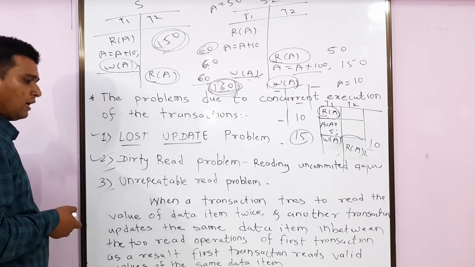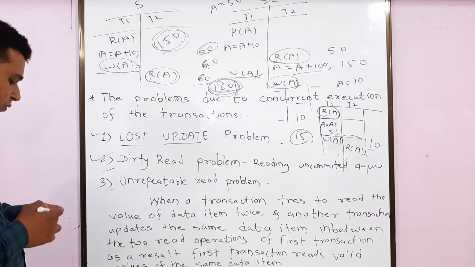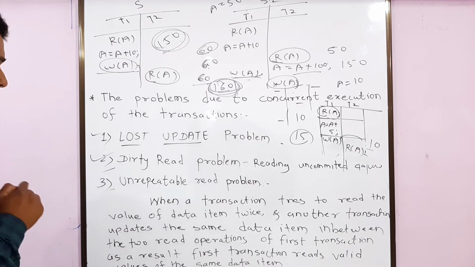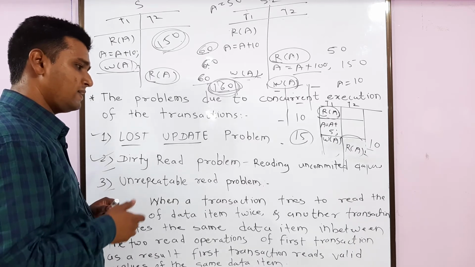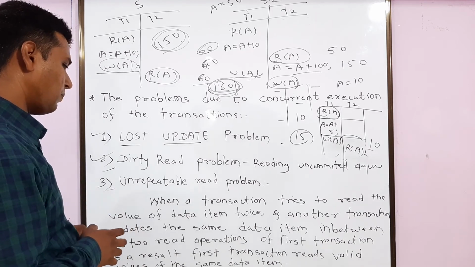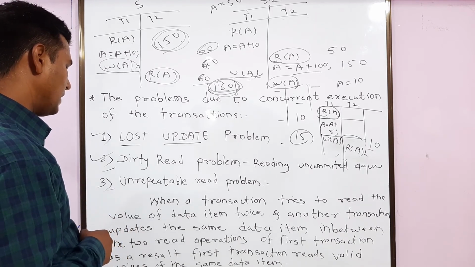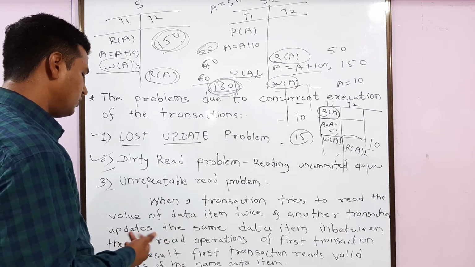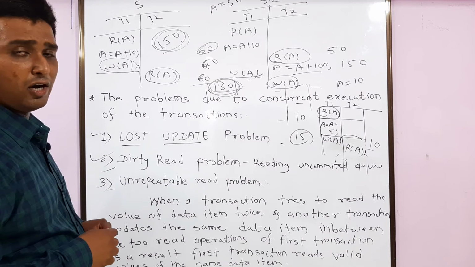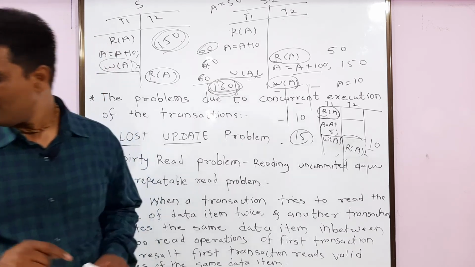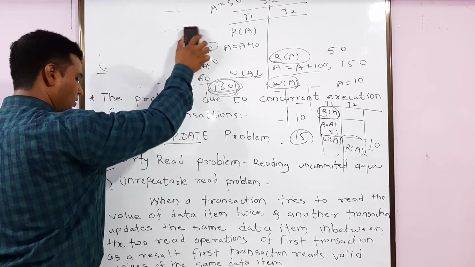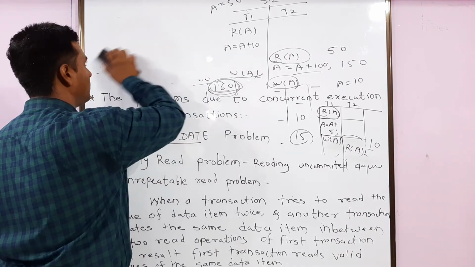Now the third is the unrepeatable read problem. Just look at the definition. When a transaction tries to read the value of a data item twice, and another transaction updates the same data item in between the two read operations of the first transaction, as a result the first transaction reads different values of the same data item. How to understand this problem? It is very simple, and this is called the unrepeatable read problem.